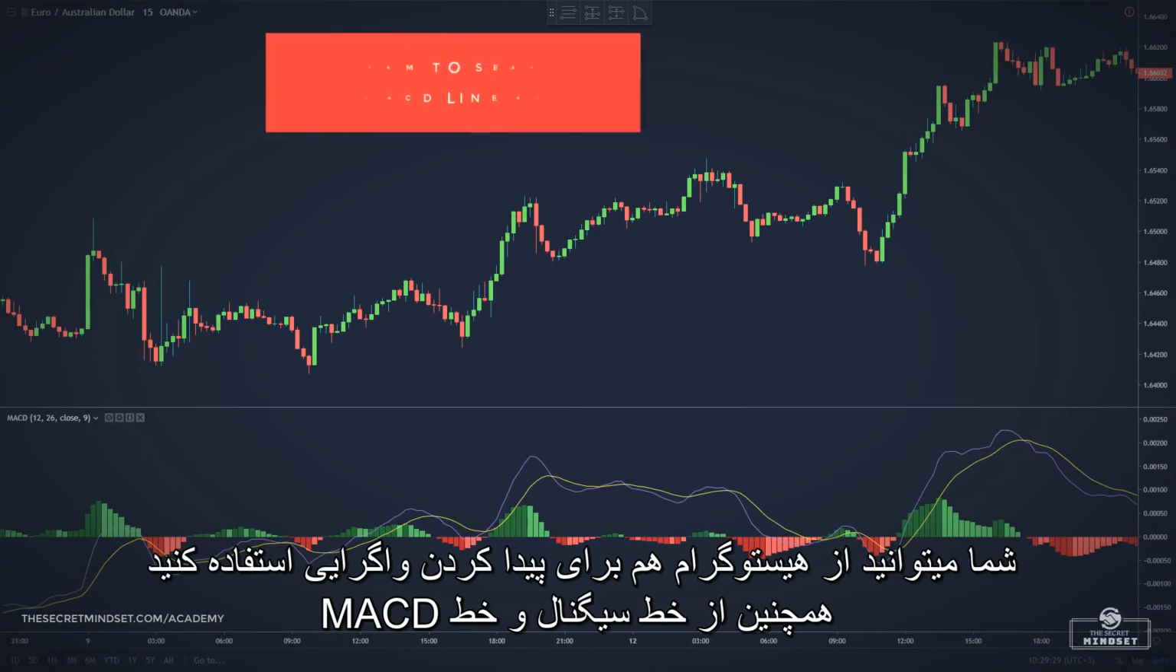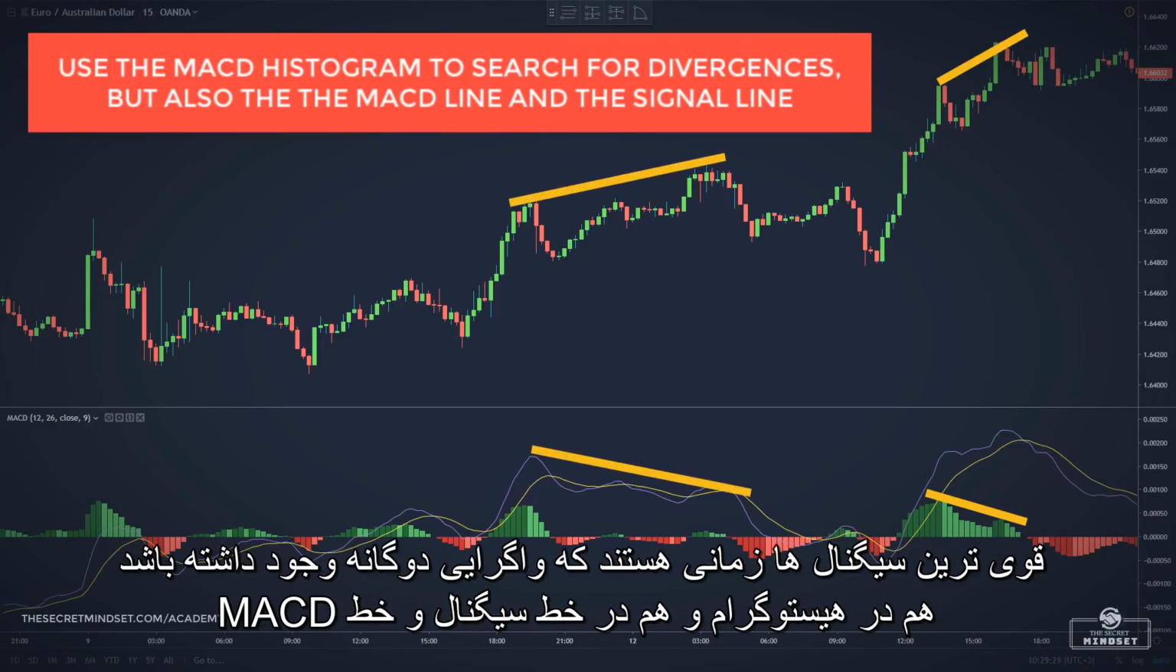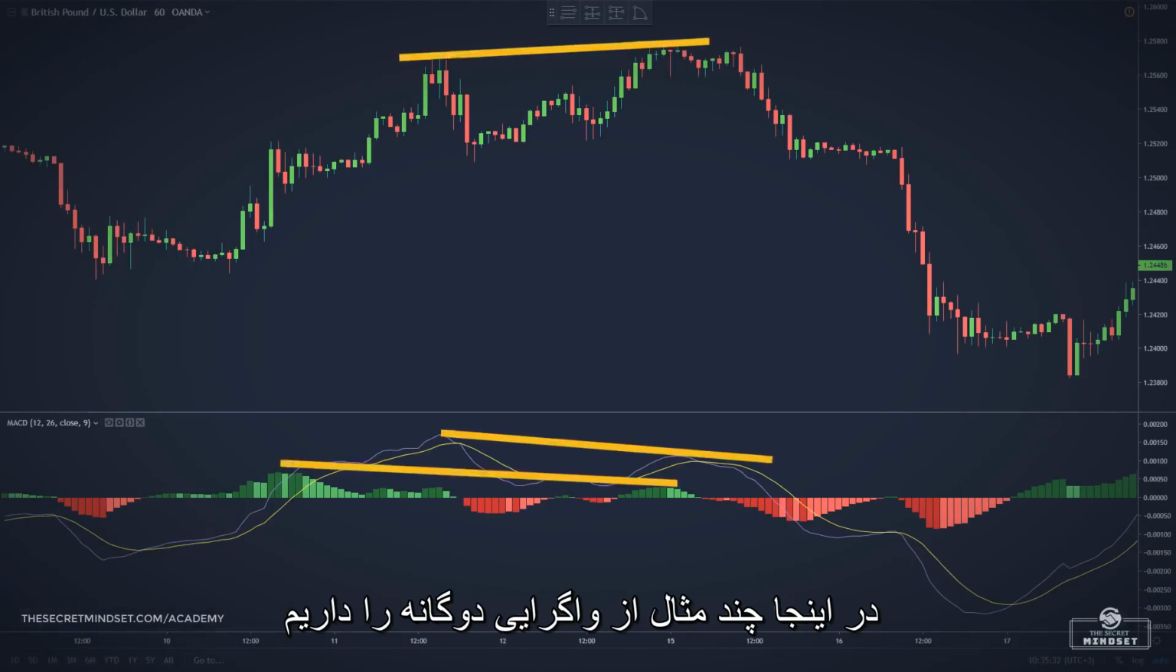You can use the MACD histogram to search for divergences, but also the MACD line and the signal line. The strongest signals appear when there is a double divergence on both the histogram and on the signal and the MACD line. Here are some examples of double divergences.